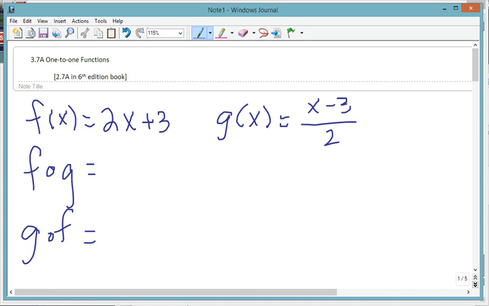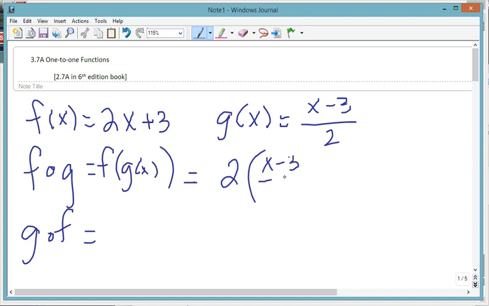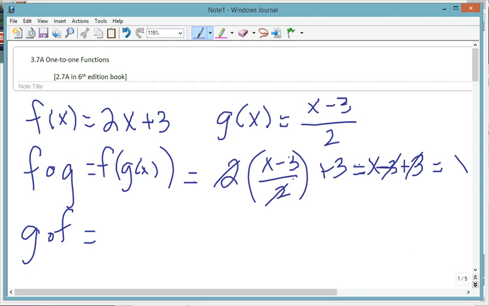Okay, so f composed with g, remember, is the same as f of g of x. So I'm going to take g of x and plug it into f, right? So my f has 2 times x, so instead of x, I'll put in 2 times (x minus 3 over 2), plus 3. Alright, so when I start simplifying this, I could cancel those 2, so I am left with x minus 3 plus 3, and the 3's cancel, and I'm left with x.